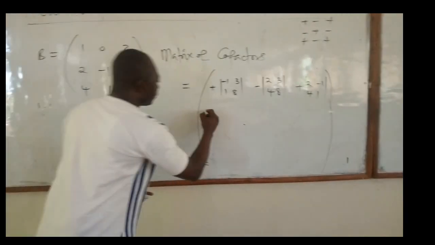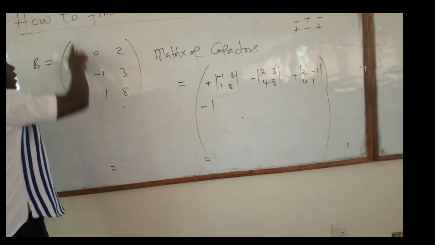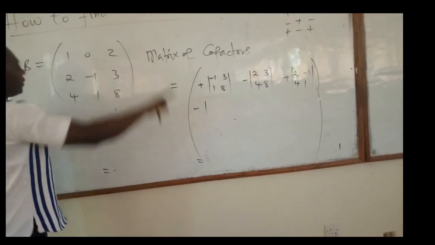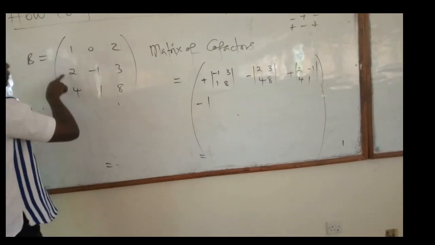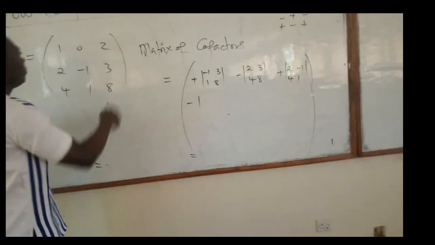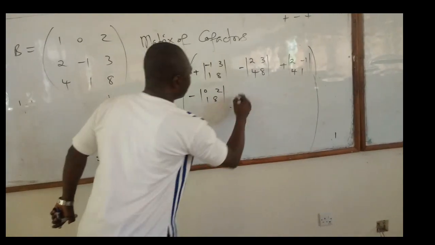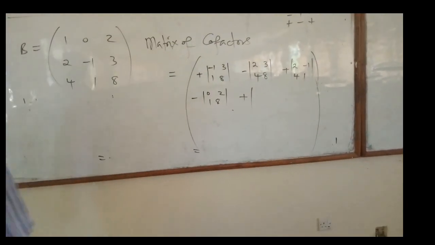The alternating sign for the first one is negative. You cross out all the elements in the first column, second row. So you do this, and you will get 0, 2, 1, 8. The next one is negative 1.